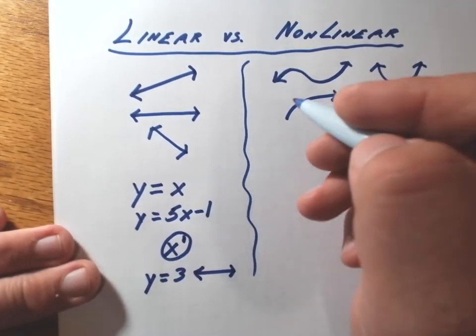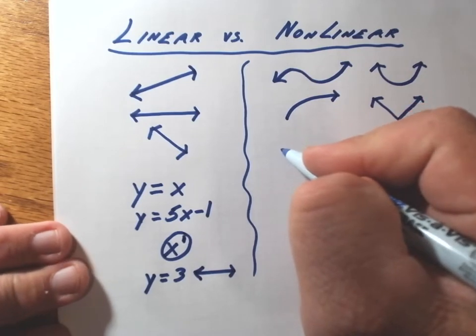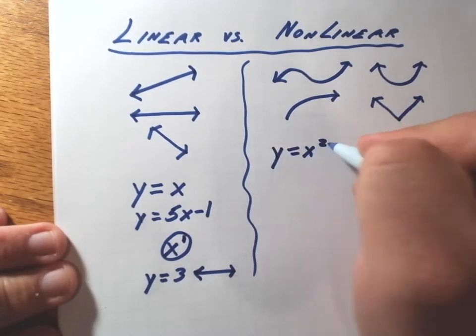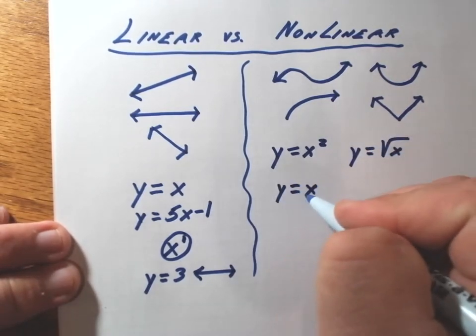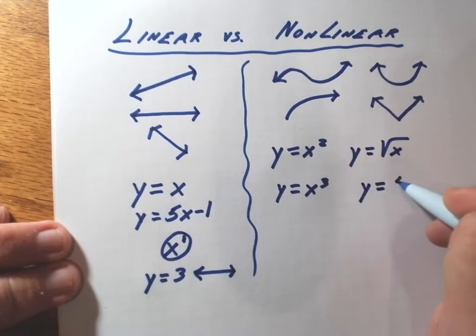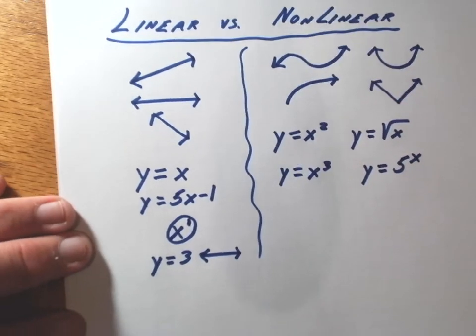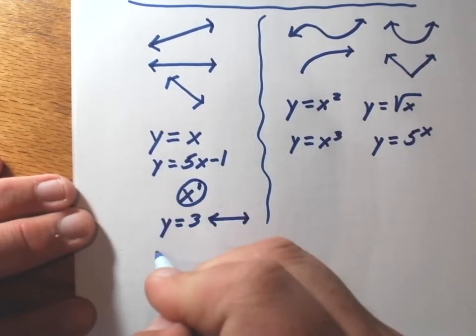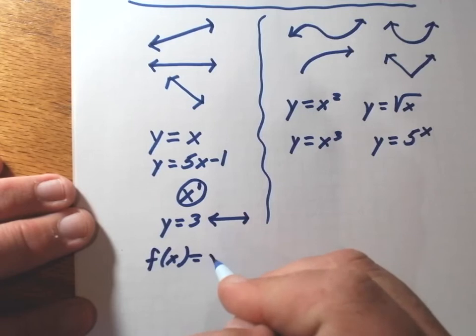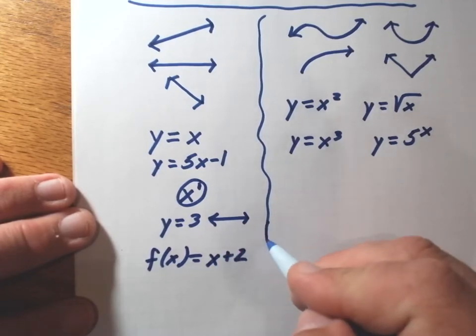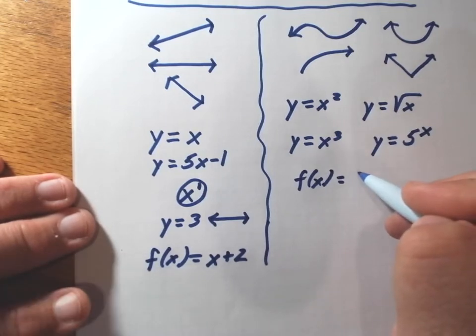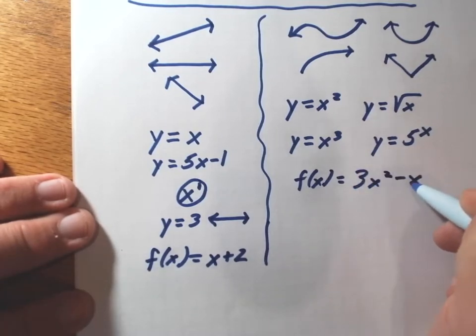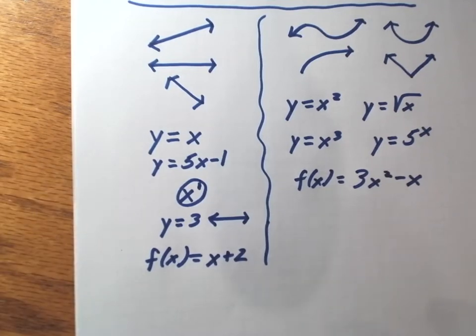Now, nonlinear equations have things other than an x, such as y equals x squared, or y equals the square root of x, or y equals x cubed, or y equals 5 to the x power, where x is in the exponent. Now, we also know that f of x and y happen to be the same thing, so f of x equals x plus 2 is also a linear function, and f of x equals 3x squared minus x. That's an example of something that's nonlinear.